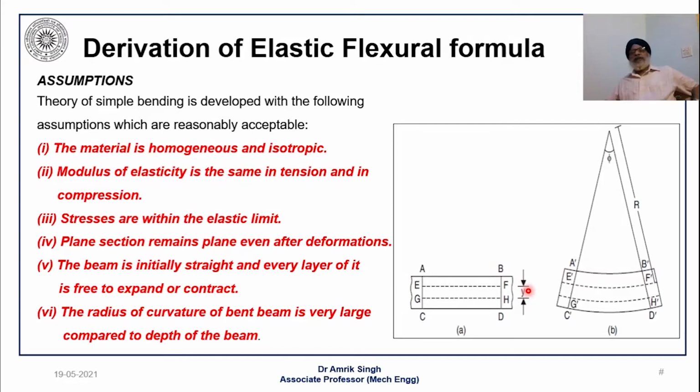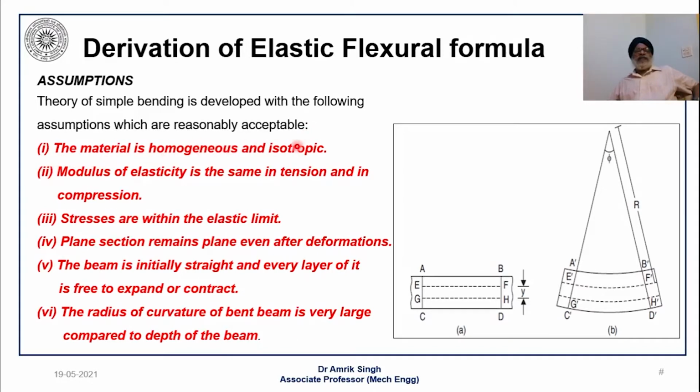So because of the transverse load, the beam will take this shape. That means point A will shift to A dash and point B will shift to B dash. Point G will shift to G dash and point H to H dash. So that means we have the radius of curvature R, and this is our curvature angle.